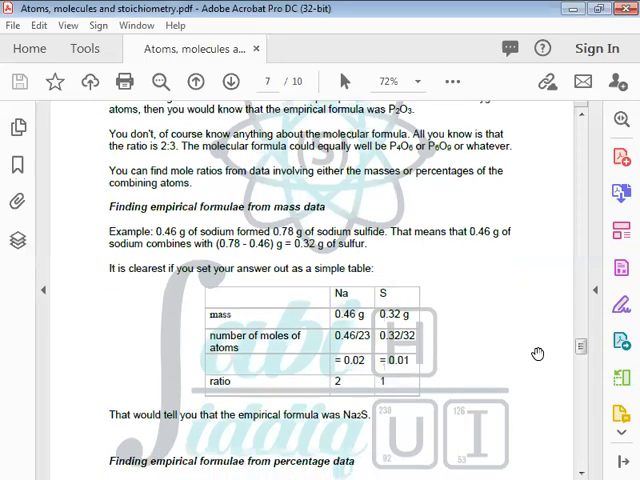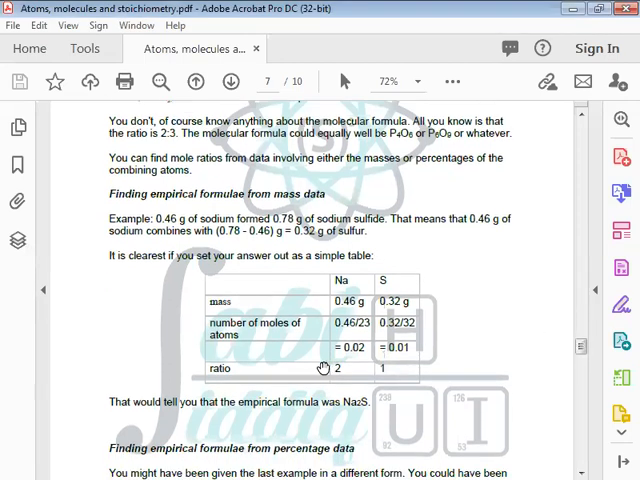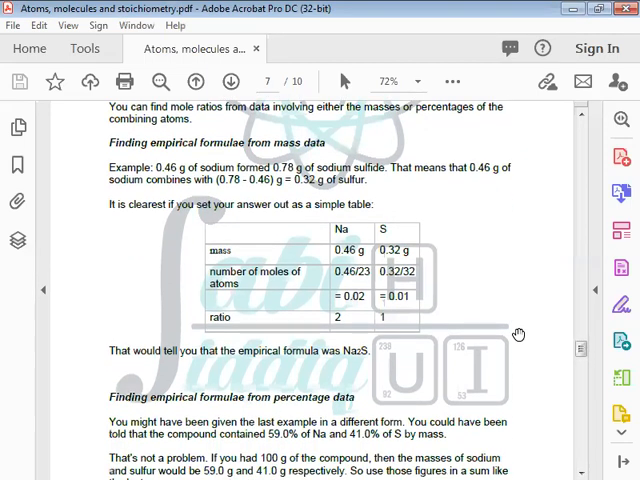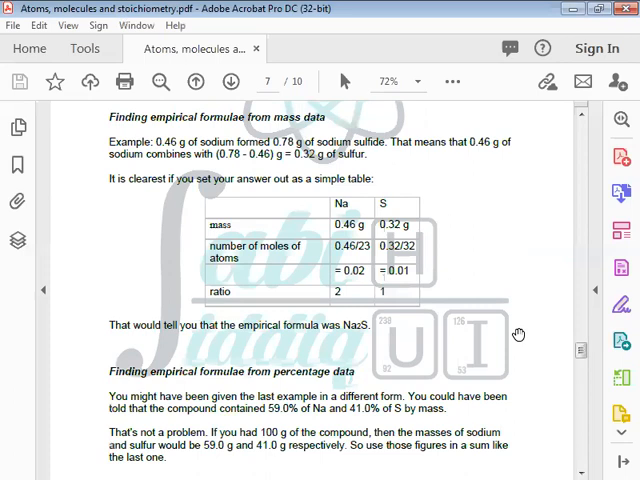For every 2 sodium, I have 1 sulfur, right? So the formula of the product formed is Na2S. Is this clear or not? That means for every 2 sodium, I have 1 sulfur. The empirical formula can also be calculated from percentage data.